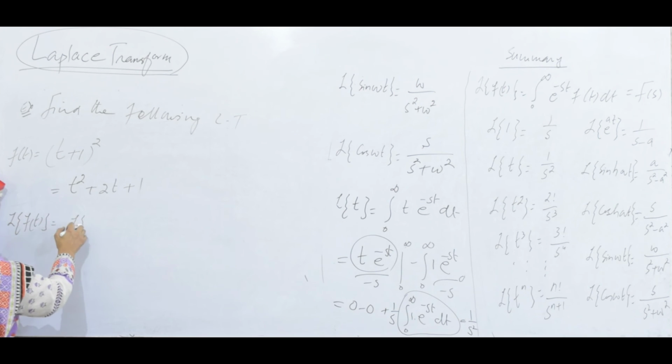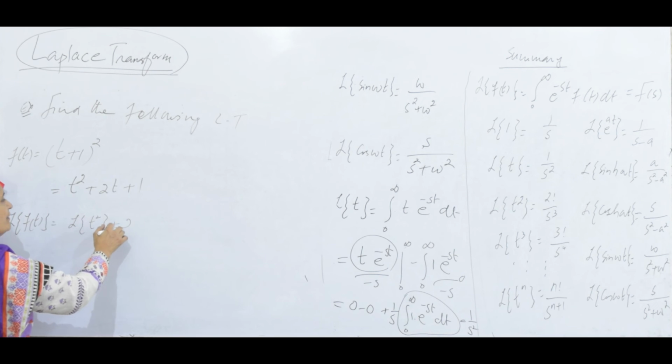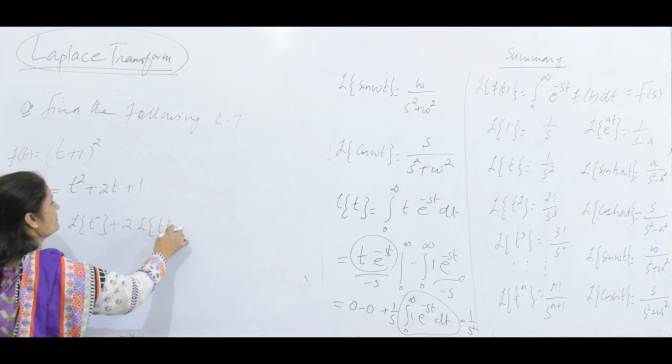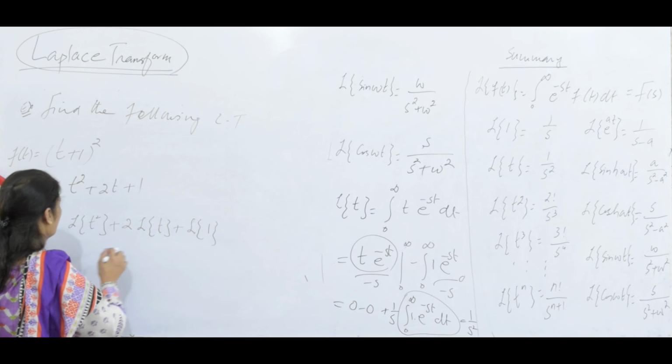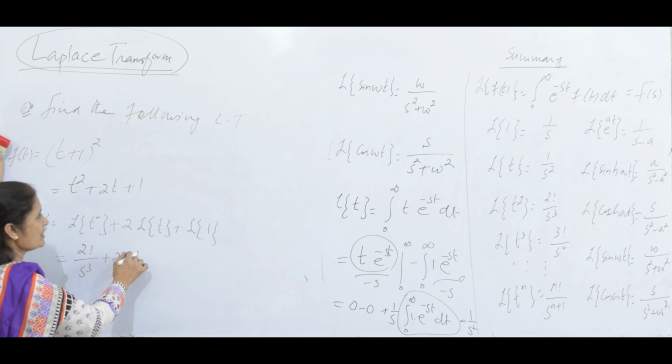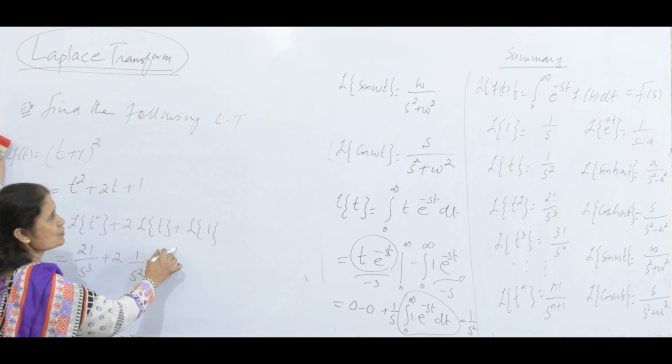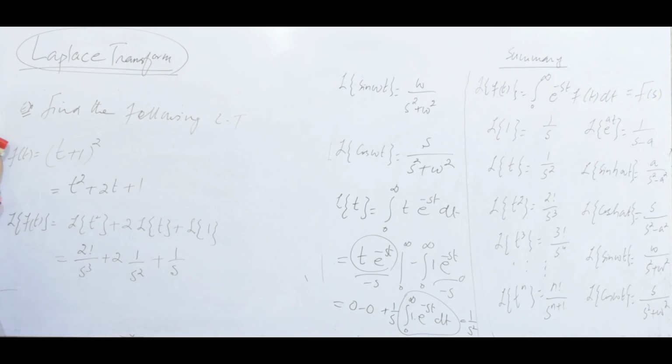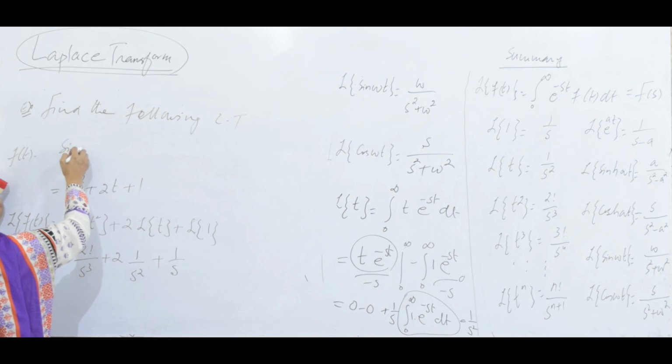Now you are taking the Laplace transform. Since Laplace transform is a linear operator, you can have Laplace of each term separately. Laplace of t square is 2 factorial over s cube. 2 is outside, Laplace of t is 1 over s square, Laplace of 1 is 1 over s. This is the answer, and on the left you write F of s. So for the Laplace transform of t plus 1 whole square, you have to expand the square and then you can work with it.